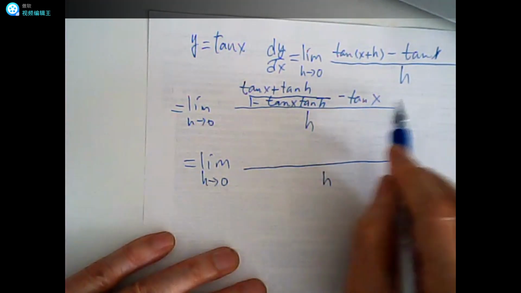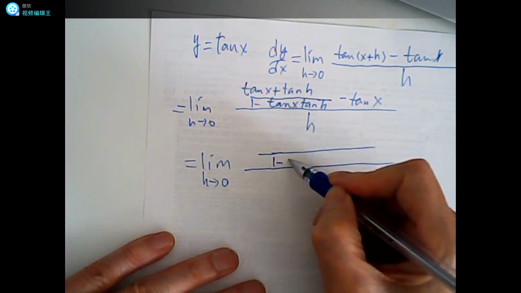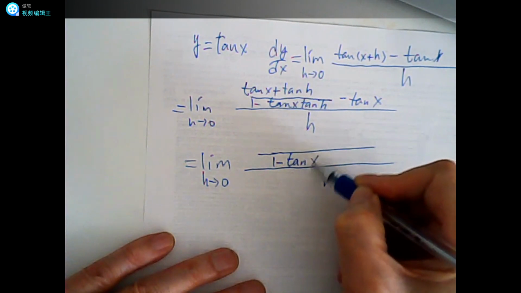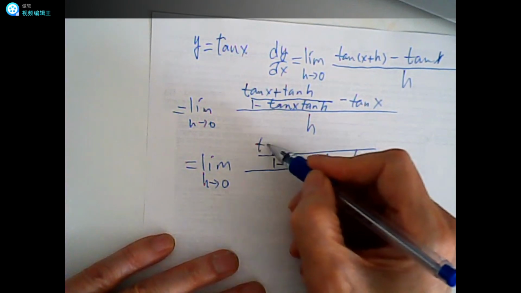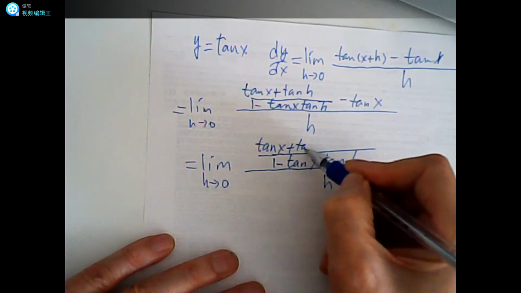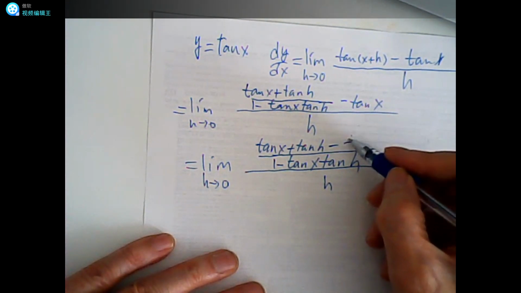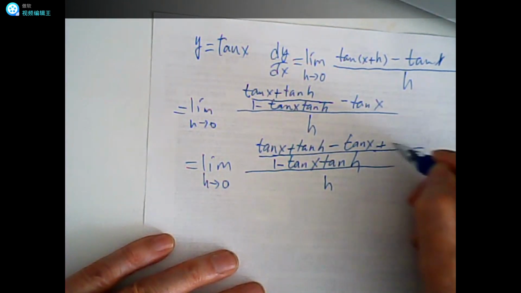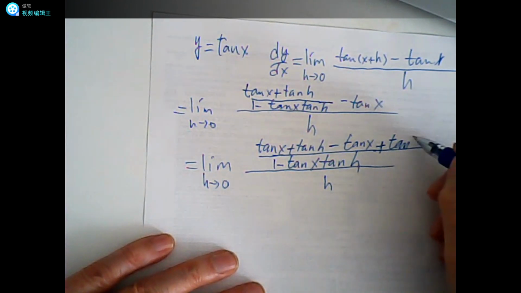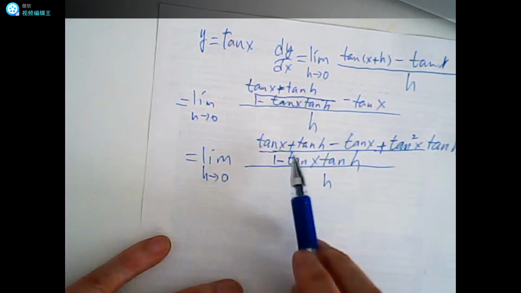Then this is equal to 1 minus tangent x tangent h. This is tangent x plus tangent h minus tangent x times this one, right? Plus tangent square x tangent h. Simply add these two together.